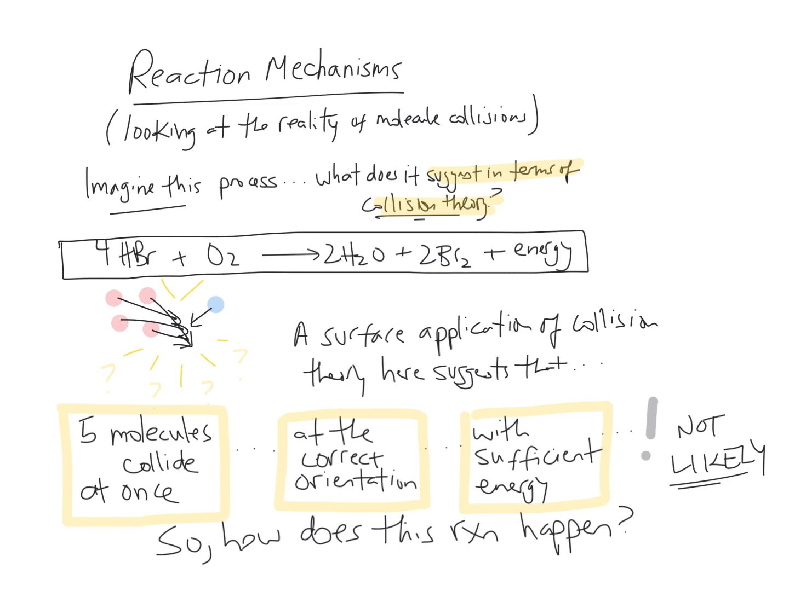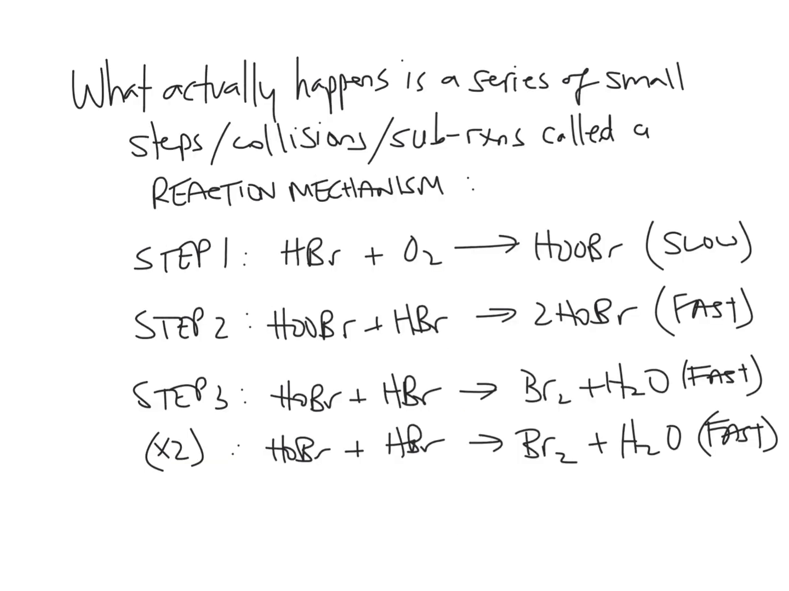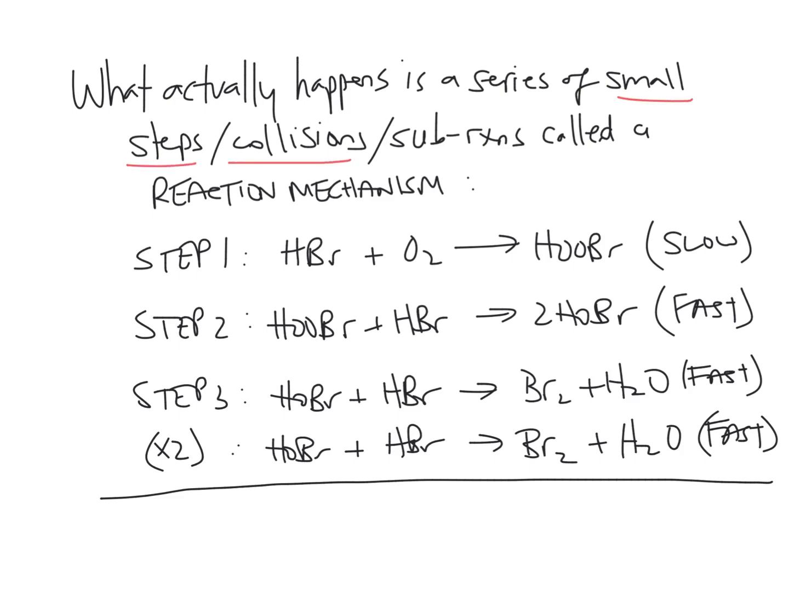So how does this reaction actually happen? Well, it happens through a series of small steps, the sum of which we call a reaction mechanism. Okay, so here's the exact same reaction. I'm going to prove to you that it's the exact same reaction, but drawn out into a series of small steps, or we could think of them like smaller, more reasonable collisions to propose, or even small subreactions. The whole thing is called a reaction mechanism, okay?